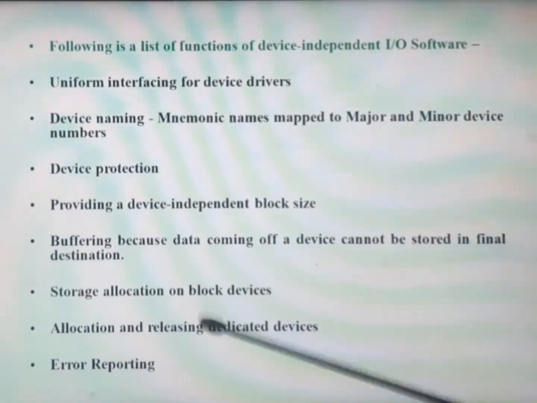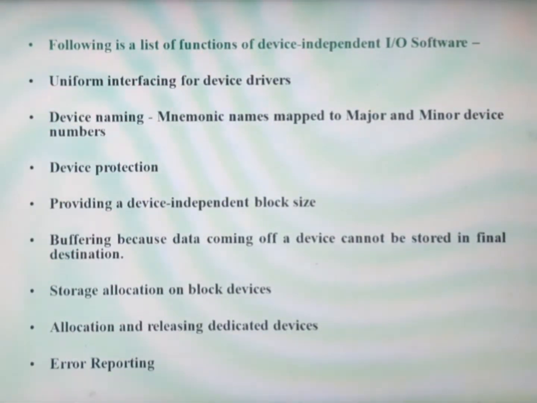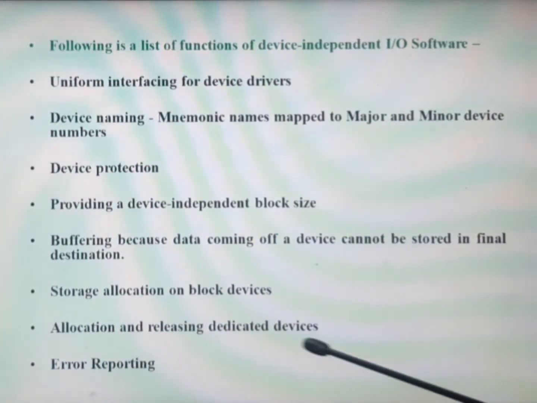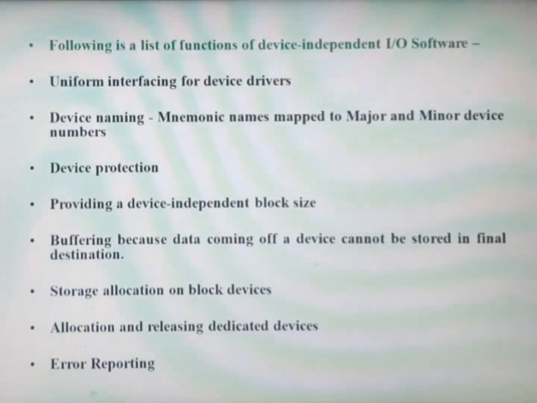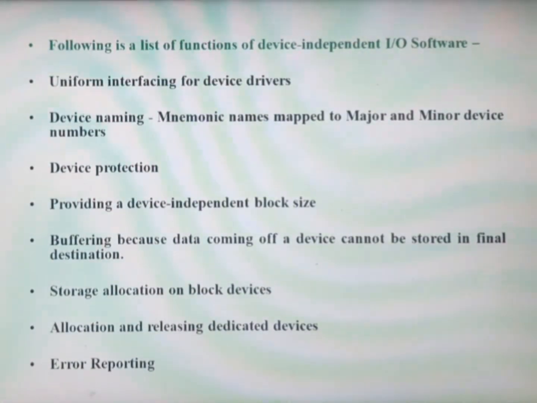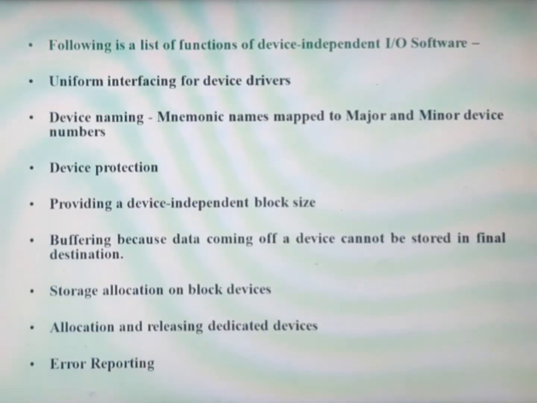Next one, storage allocation on block devices. Few need storage, and for that also allocation will be done. Then allocation and releasing of dedicated devices. When you plug your device into the system and when you plug it out, all of this will be taken care of by the device independent IO software only. Whenever you insert your pen drive, it tells you that a device is detected. That is done by device independent IO software only. And whenever you want to remove the device, you can eject it. That is how it allocates and releases the devices.